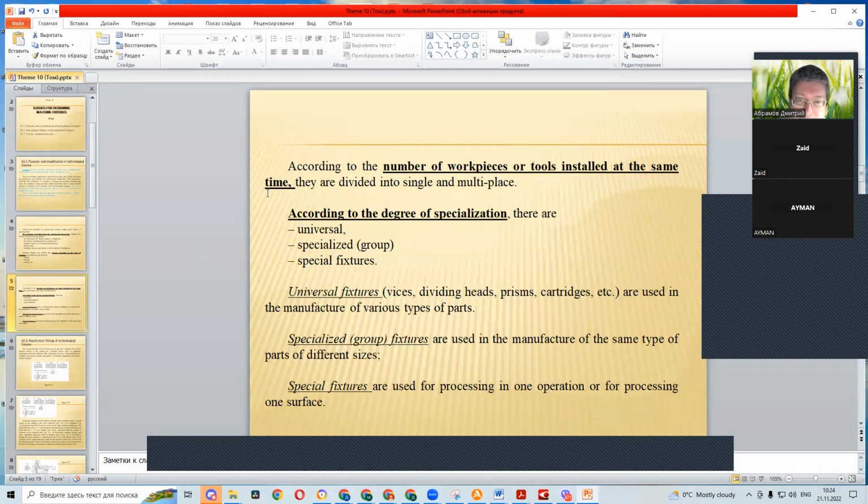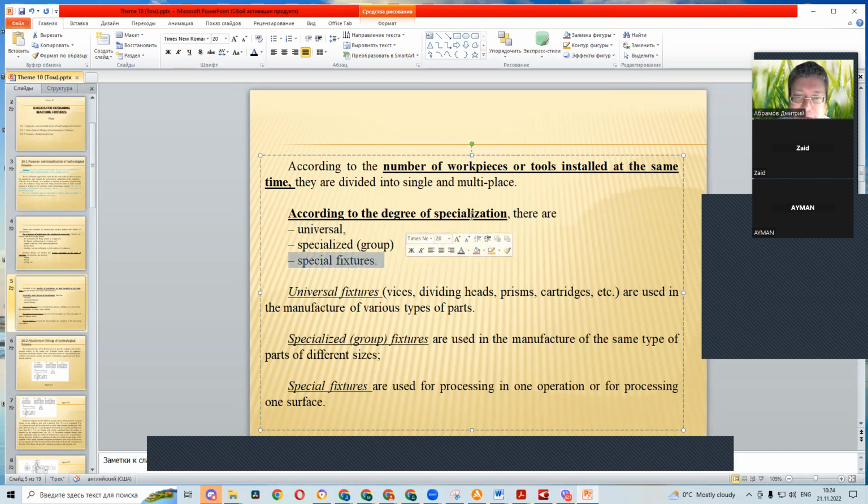So, according to the number of workpieces or tools installed at the same time, fixtures divide into single and multi-place. According to the degree of specialization, there are universal fixtures, specialized or group fixtures, and special fixtures. It's according to the degree of specialization.